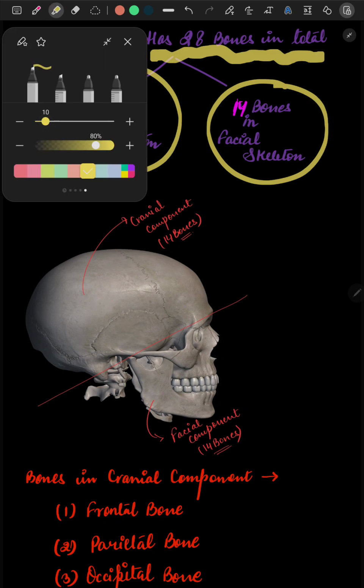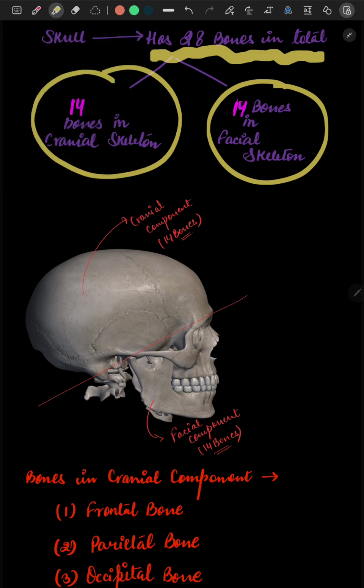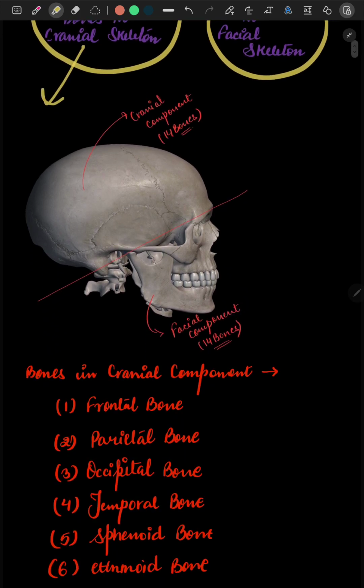Now, the first thing we are reading here is the cranial skeleton. If you see this picture, the skull is divided into two components, the cranial component and the facial component. Both components have 14 bones. If you divide it transversely from here, this area is your cranial component and this is the facial component. First we will look at the cranial component.